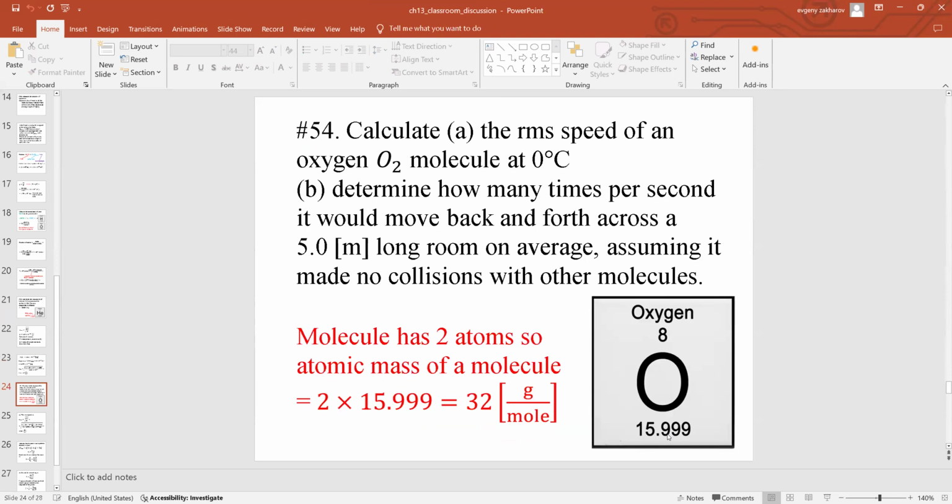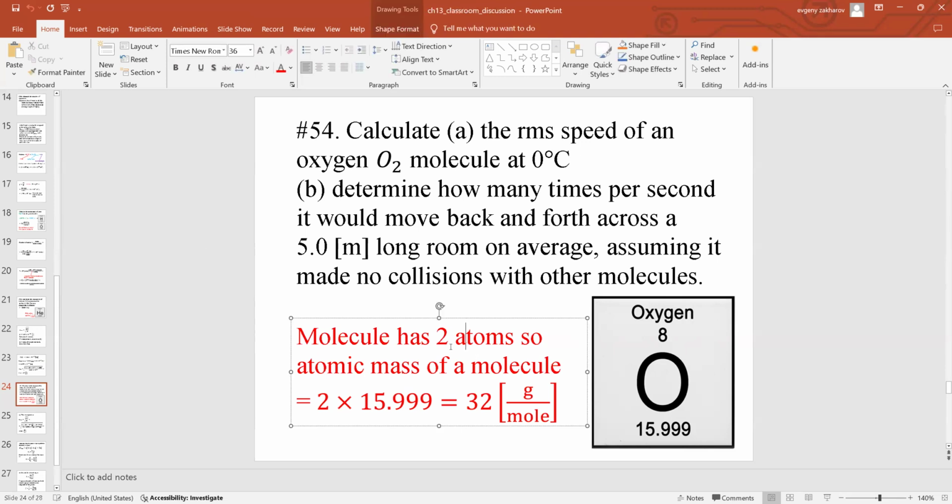Now, how about the root mean square speed of an oxygen molecule at 0 degrees Celsius? And how many times would it move back and forth across a classroom on average, assuming no collisions with other molecules? So pretty much, how fast will the air move in a classroom at, you can't call it room temperature because 0 Celsius is like freezing for water. It's somewhat cold, but it's not far from room temperature. So you can still think about how fast your air molecules would move in the room that you're sitting in right now.